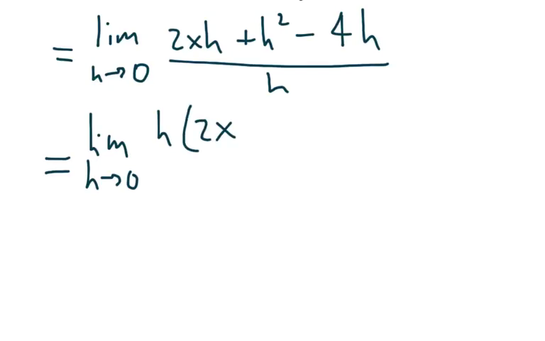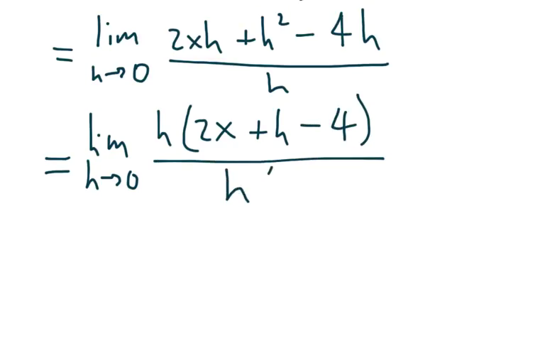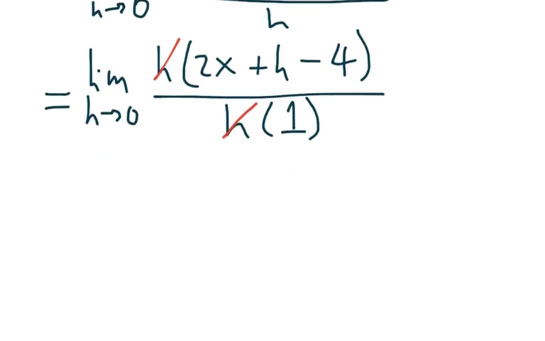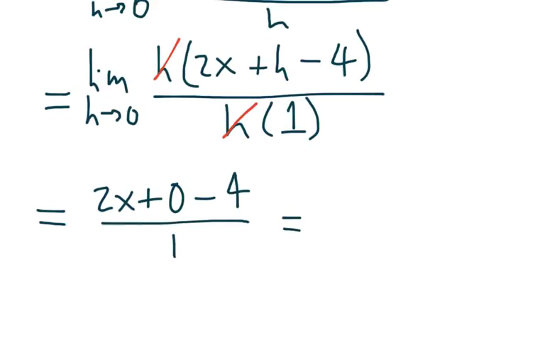When we pull out an h, we're left with 2x plus h minus 4 all over h, and if we want to write it in factored form, it would be h times 1. Now that the h is pulled out of both the numerator and the denominator, we can cancel. And now computing the limit by plugging in h equals 0 gives us 2x plus 0 minus 4 over 1, or 2x minus 4.